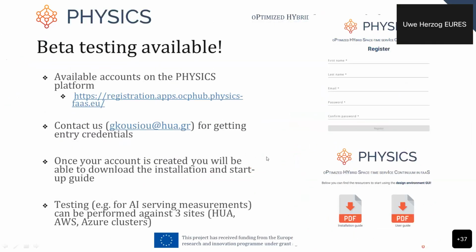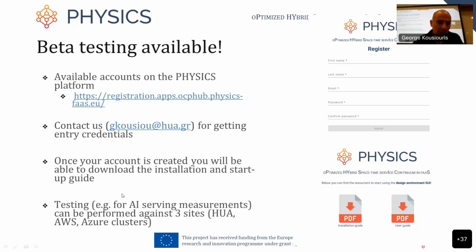Okay, so just to mention that we have a beta testing available. So if you are interested in having accounts on the physics platform, just send us an email and we can send you the initial login details and then you can register. Once your account is created, you can download the installation guide, which is basically used in order to configure your local containers. And this is also very interesting for example, for AI serving measurements, we have 3 available sites at Haracopia University and 2 clusters on Amazon and Azure.